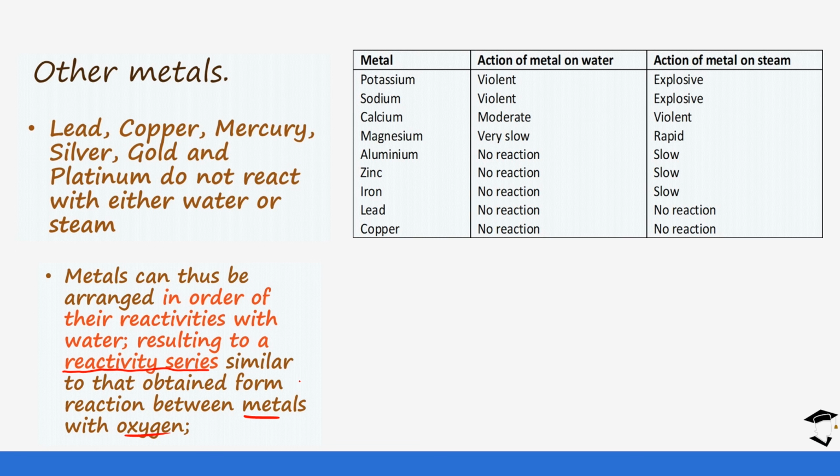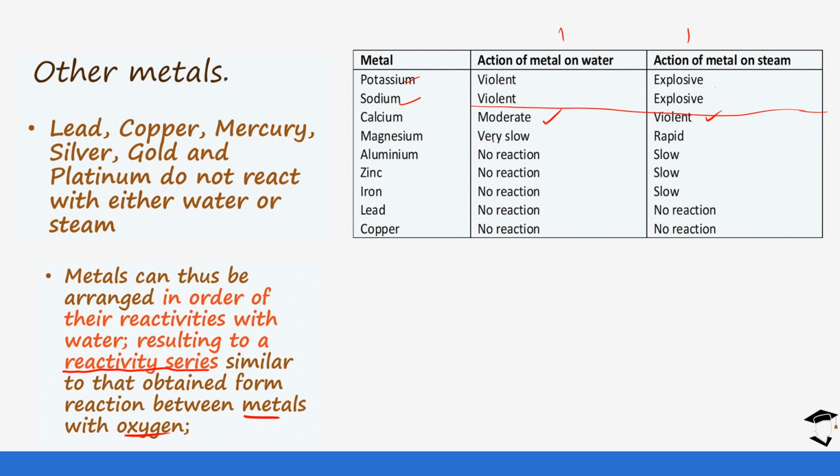And when we look at the reactions of these metals with both water and steam, we can see those comparisons. When we look at metals like potassium and sodium, you notice they react very explosively and violently with both water and steam. And if you look at calcium, it reacts moderately with water, just like we saw in the previous lessons, and it reacts violently with steam. So that is the reason why we didn't use it in these reactions.